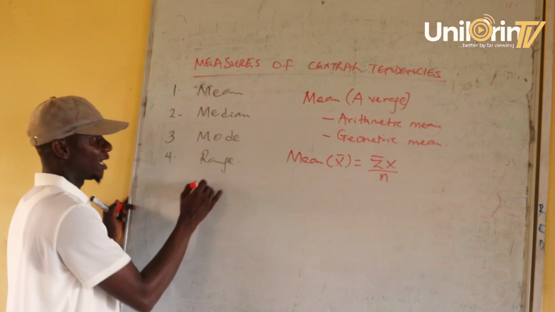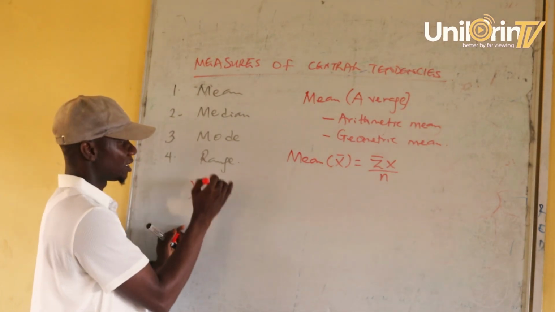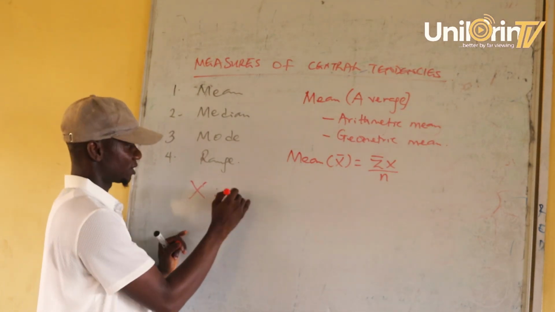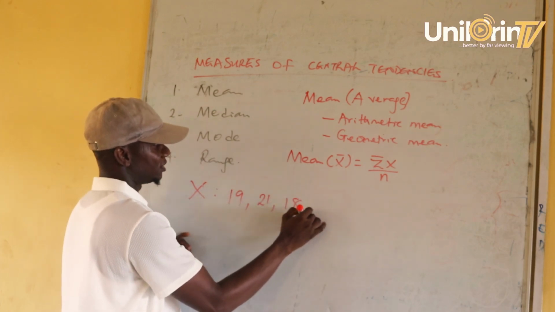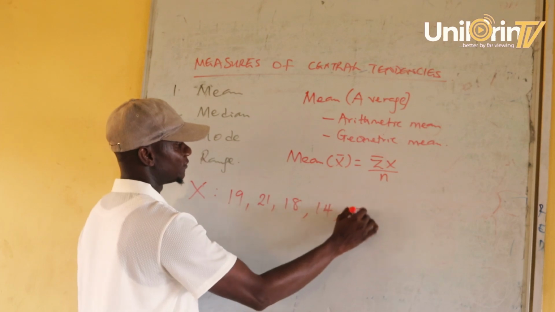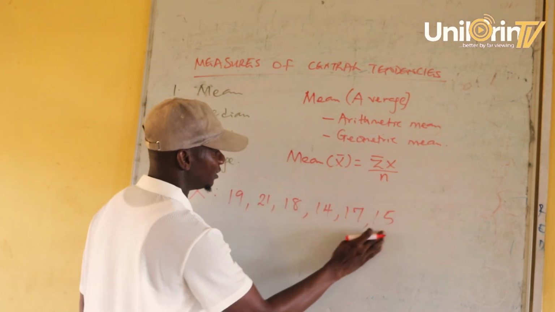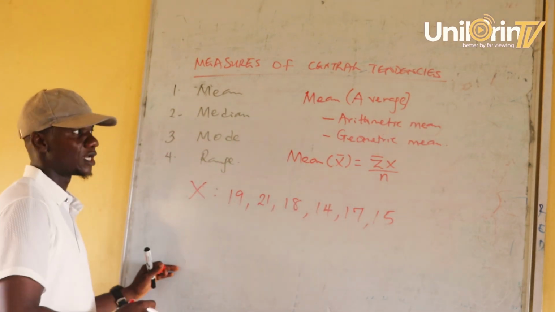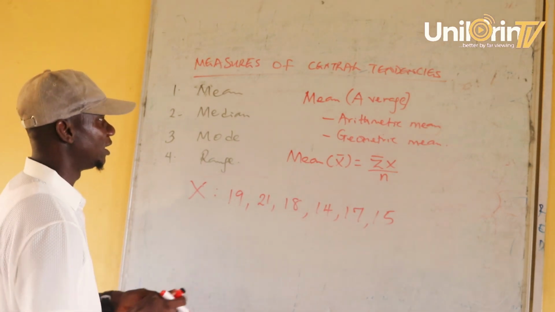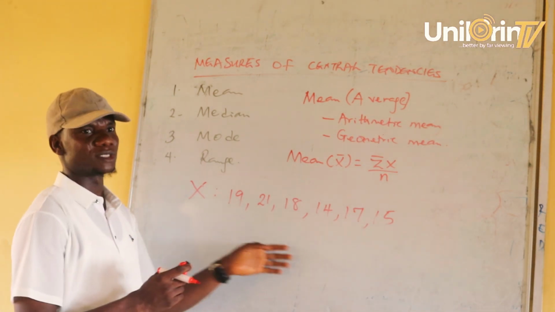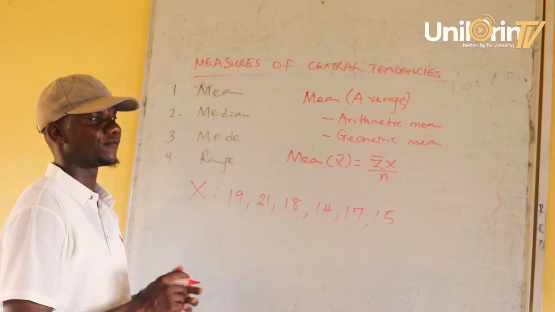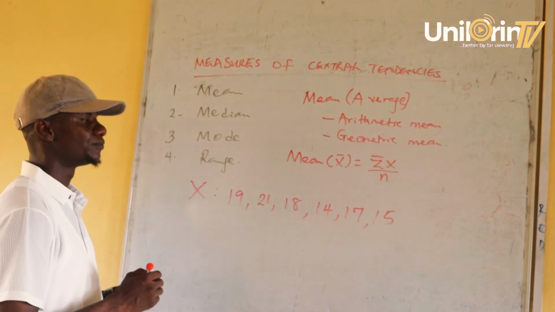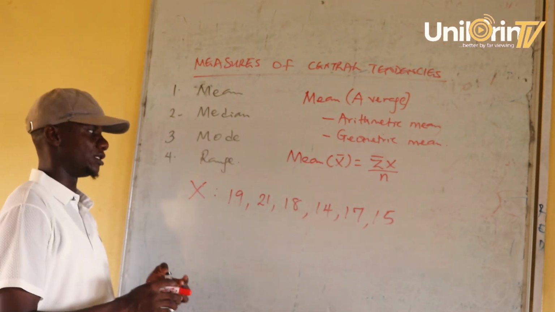The x are the observations, let's say the age of students: 19, 21, 18, 14, 17, 15. These 6 students, we need their age. We say find the arithmetic mean. What is the average among these numbers? Remember, your x values or your observation values can also be frequency values.